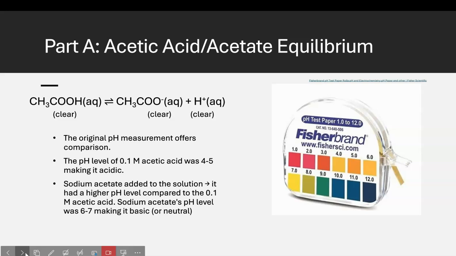And then for the second aspect, when sodium acetate was added to the solution, it had a higher pH level compared to the 0.1 molar acetic acid. So the sodium acetate's pH level was roughly 6 to 7, making it basic or neutral. And as you can see on the picture to the right, it is also a warmer color, but a little more cooler compared to the previous. And adding the sodium acetate increased the pH, thus making it more basic.